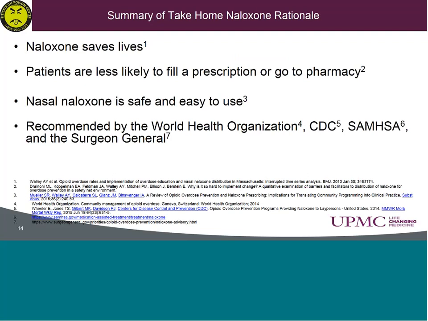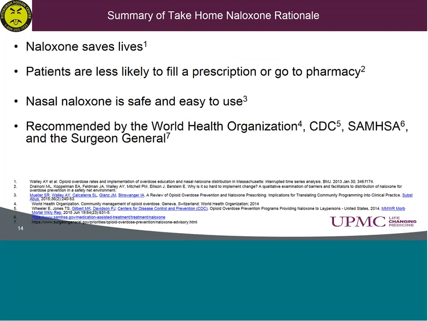So with that, why do we recommend it? One, it saves lives, we know that. Patients are less likely to fill a prescription or go to a pharmacy, so we would highly recommend, where you're able, to have naloxone distribution so that you're handing it out. Nasal naloxone in particular is safe and very easy to use, particularly the Narcan nasal spray that doesn't require screwing pieces together or multiple pieces.